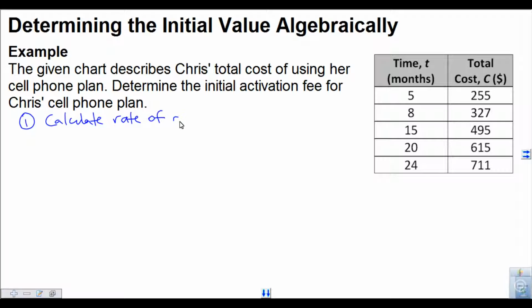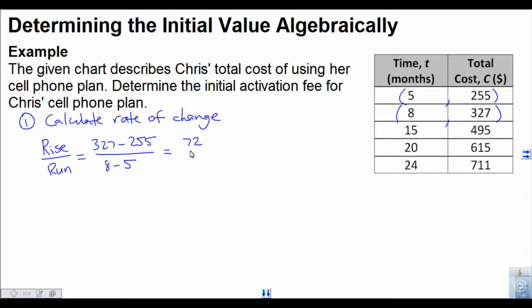And we can do that by doing rise over run. So we're going to pick any 2 points. I'll just pick the first 2 points right here. Okay. So I've got 2 values there. Remember, to calculate the rate of change, we're going to use rise over run. And that is, we're going to subtract the y values. So I'm going to do 327 take away 255 over, and then I subtract the x values there. So that's 8 minus 5. So that should get me 72 over 3. And then when I divide those two, I should get 24. So this is really 24.